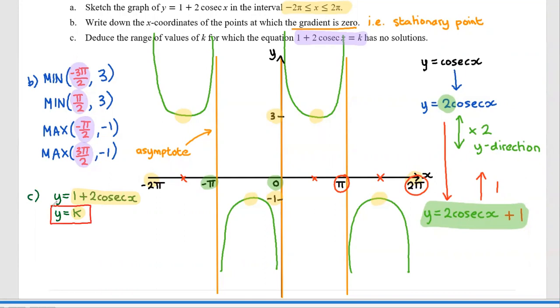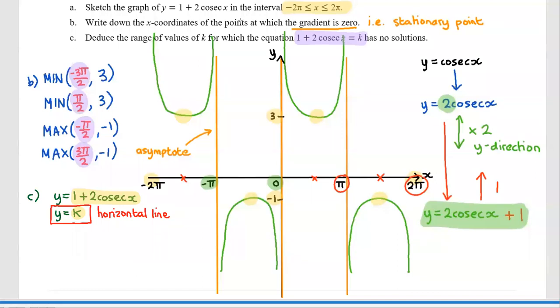Now, y equals k is, of course, a horizontal line. You'll know this from lower school because k is just a constant. So we can just add a horizontal line anywhere. We don't know the value of k. Obviously, if k was 1, we'd have a horizontal line passing through y equals 1. And if k was equal to 10, it would pass through 10, and so on. So all we need to do is add a horizontal line to this graph.